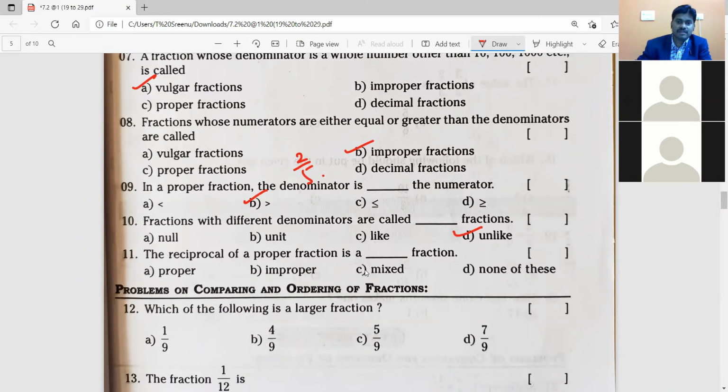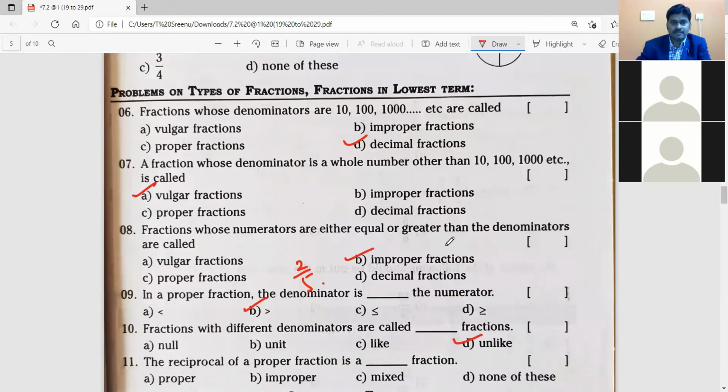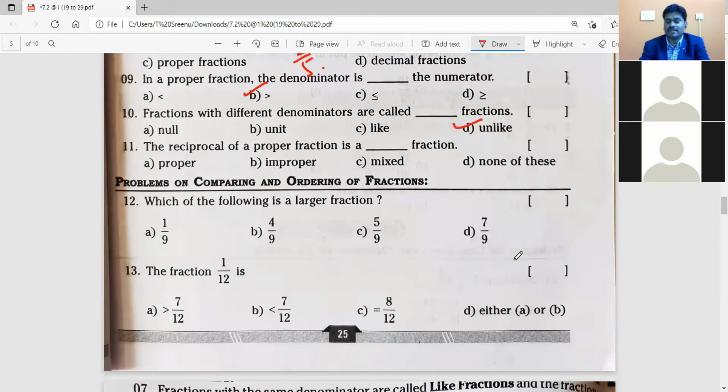Reciprocal. 11th one you did not do, no? And please check your answers, no? 6 to 10: D, A, B, B, D. Okay, sir. Next, 11, 12, 13. Please do 11, 12, 13.